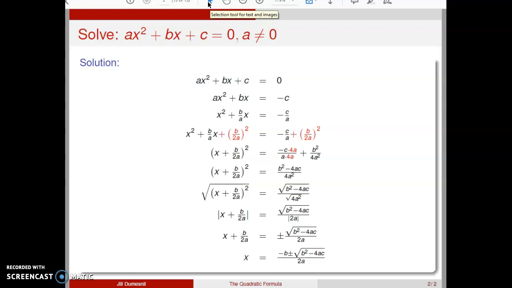Finally, we add a negative b over 2a on both sides to get that x equals minus b over 2a plus or minus the square root of b squared minus 4ac, also over 2a. We combine those two separate fractions and write it as one fraction with a common denominator. Minus b plus or minus the square root of b squared minus 4ac all over 2a.